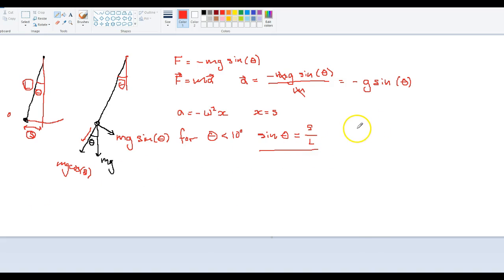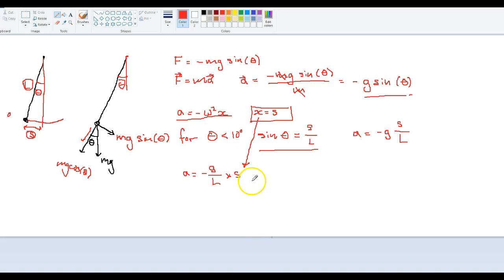We can now re-express our situation here by saying that A is equal to, go back up here for a moment, minus G S over L. And if we just remember that these two are essentially the same, we end up seeing that using the equation here, that A is actually equal to minus G over L times S, where S is just our pendulum version of displacement along the line of the arc that it is actually encompassing.